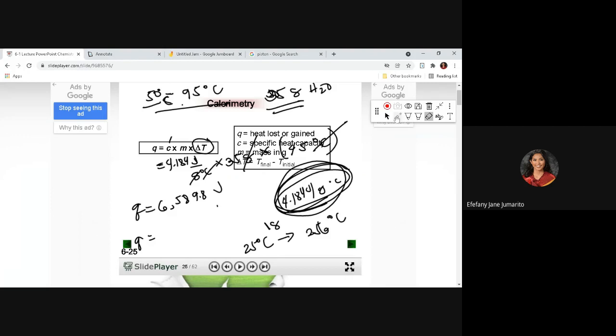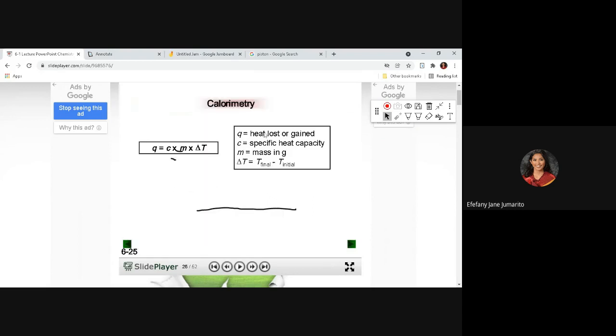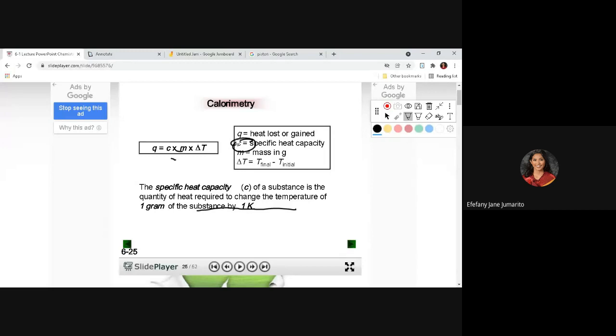So that's for calorimetry. Q is equal to C times m times delta T. Again, there will be different specific heat capacities for different compounds or substances. This one is for water, 4.184. If we have aluminum or graphite, then we will have a different specific heat capacity. Again, specific heat capacity is your C here. The specific heat capacity of a substance is the quantity of heat required to change the temperature of 1 gram of the substance by 1 Kelvin.